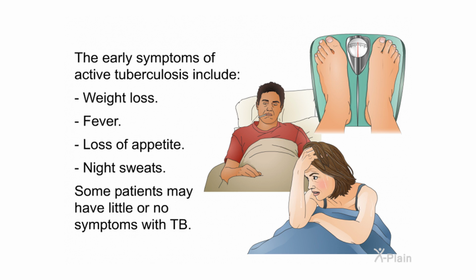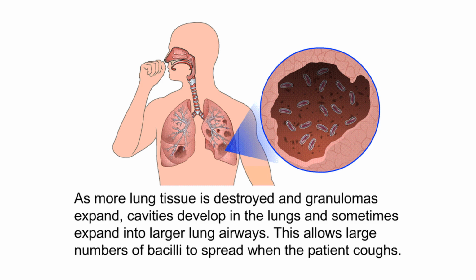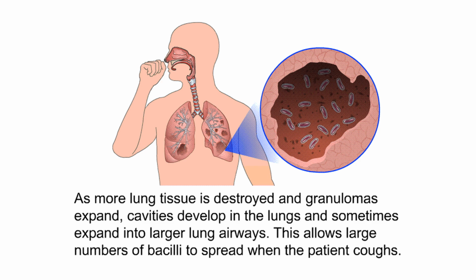The early symptoms of active tuberculosis include weight loss, fever, loss of appetite, and night sweats. Some patients may have little or no symptoms with TB. As more lung tissue is destroyed and granulomas expand, cavities develop in the lungs and sometimes expand into larger lung airways. This allows large numbers of bacilli to spread when the patient coughs.